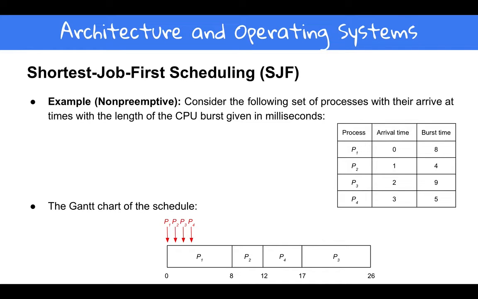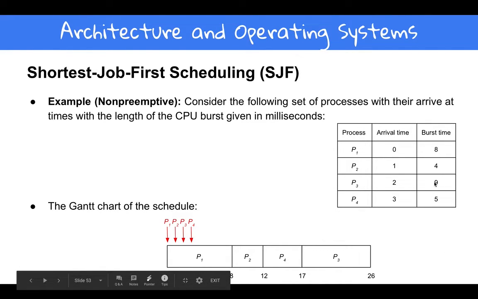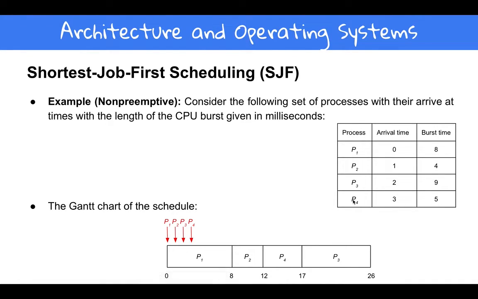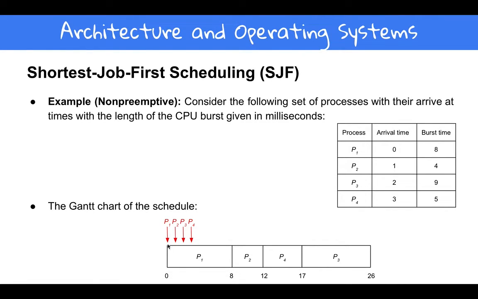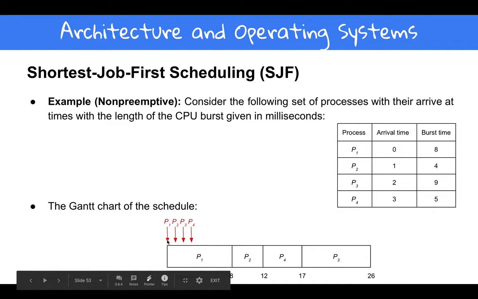So let me give an example with different arrival times and burst times, and see what happens. So we've got the arrival time and we've got the burst time. P1 comes, and because it's non-preemptive, as soon as P1 comes, it gets the CPU, because at time 0 we've got only P1. So P1 executes for 8 seconds.